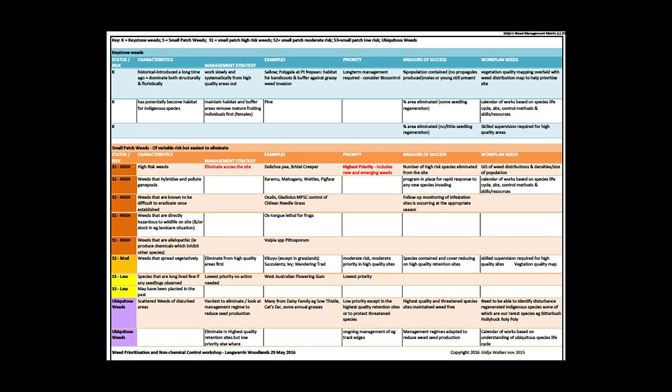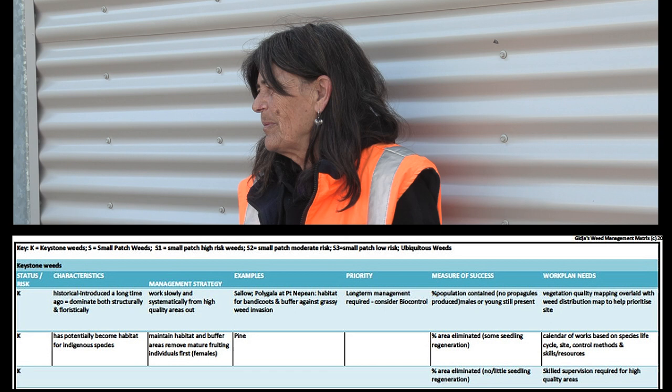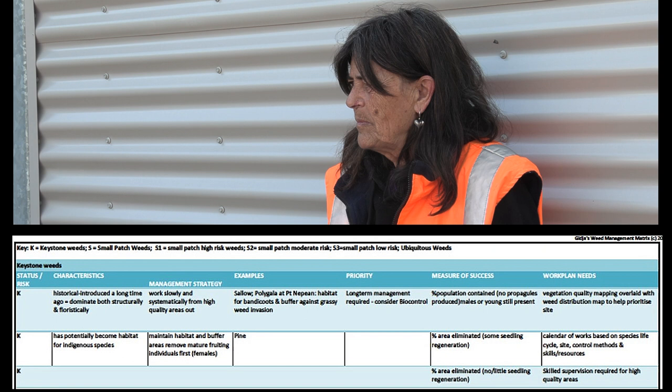The other group of weeds that I'll talk about is keystone weeds. So keystone weeds, they've been there a long time. They may have totally dominated. They're not going to get any worse. You know, they've probably got to their worst. And it's going to take a long time to move them out over time.